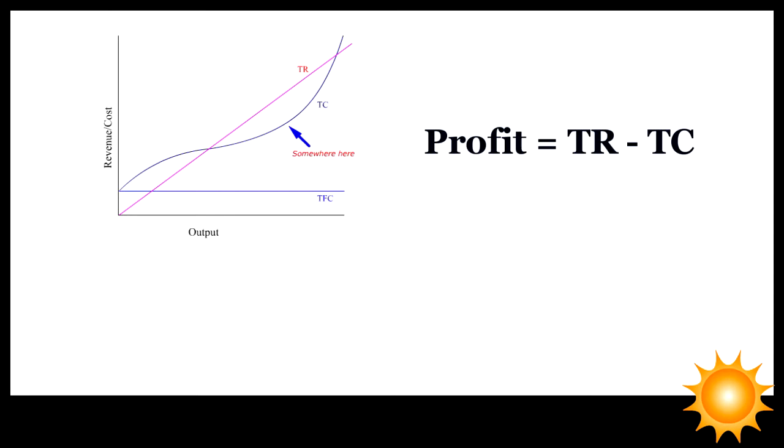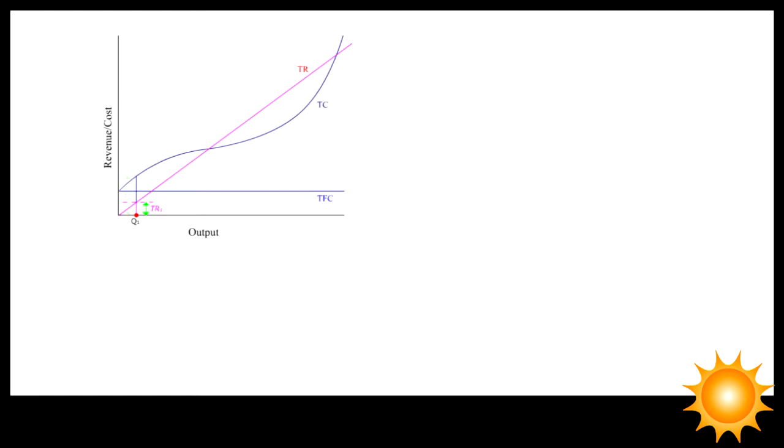Profit will be maximized when the vertical distance between TR and TC is the greatest and TR is greater than TC. To make the maximum profit output level easier to identify visually, let's plot profit against output. At Q1, TR is less than TC. Total profit is negative. At Q2, TR is equal to TC. Total profit is equal to 0.